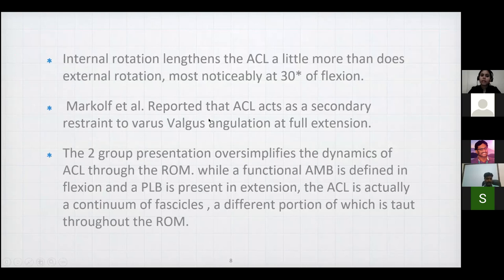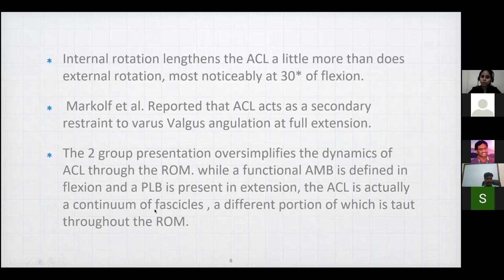Internal rotation lengthens the ACL a little more than does external rotation, most noticeably at 30 degrees of flexion. That's why, while checking the ACL clinically, we do a special test called the lateral pivot shift test, where the knee is kept at 30 degrees and internal rotation and valgus stress force is given. We'll see that in later videos.